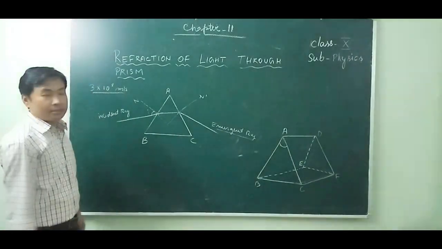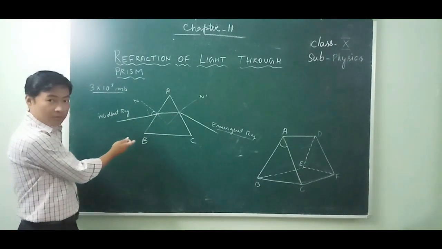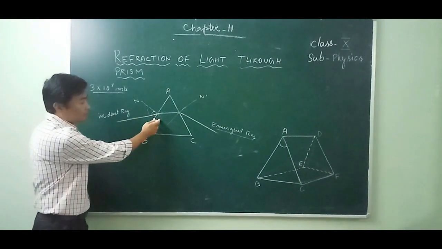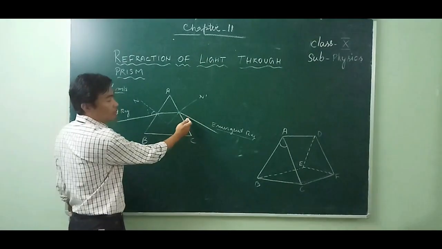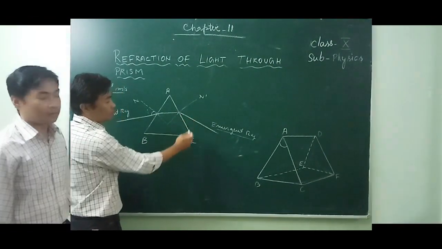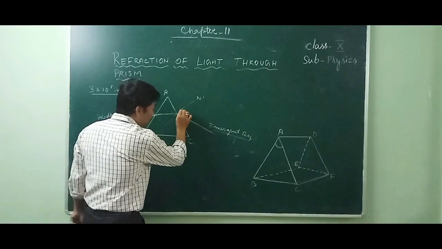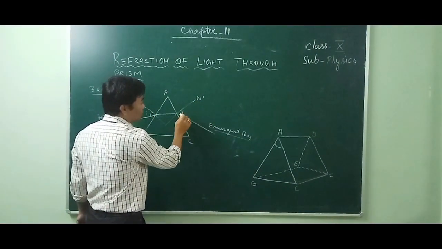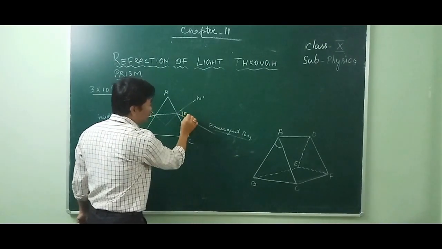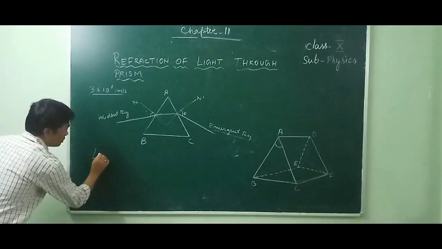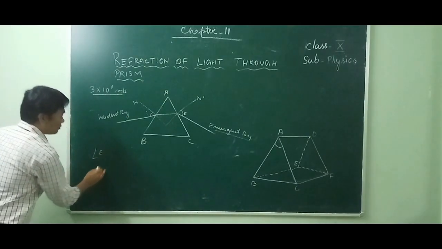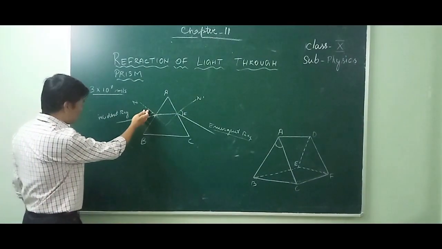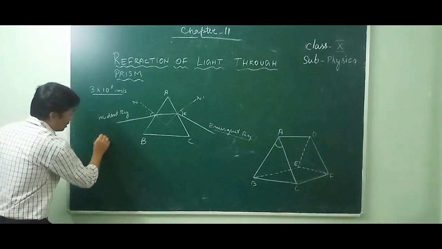What we understand here is that in prisms, when the light enters from a rarer to a denser medium, it bends towards the normal, and when it travels from the denser to the rarer medium, it bends away from the normal. The angle made by the emergent ray with the normal is known as the angle of emergence, angle E. The angle made by the incident ray with the normal is known as the angle of incidence, I.